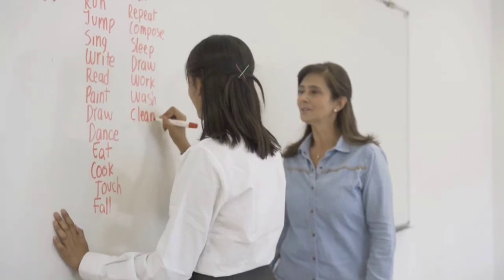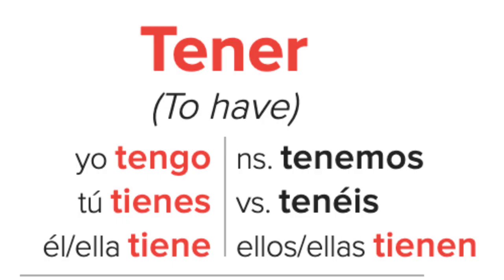Awesome work, everyone. So far, we've gone through some comparisons using the verb ser, but now the question is, can we make comparisons using different verbs? Absolutely. For example, what's the verb we use when we're talking about having possessions? You guessed it, we use the verb tener. So let's go through a few examples using the verb tener.